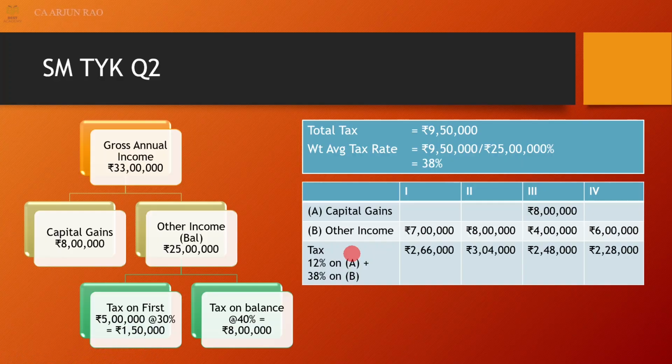Otherwise, what we would have done is we would have calculated cumulative. If the estimate changes or if the weighted average tax rate changes, cumulative profit to date we would have calculated. That is 8 plus 7, 15 lakhs. 15 lakhs into 38% minus the previous period provision. That's how we would have done. But this is a simple illustration, so that's why all that has not been done.